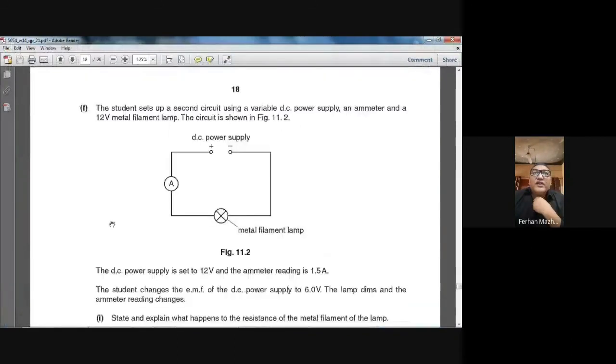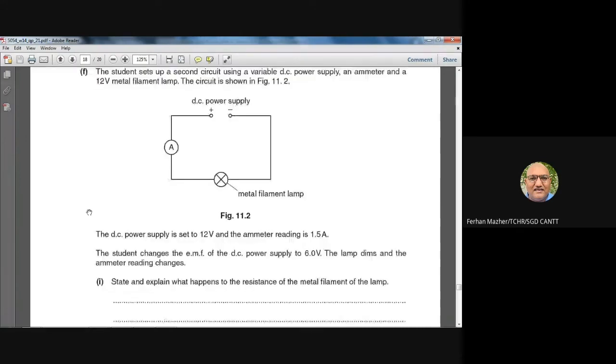Okay. So here it says the student sets up a second circuit using a variable DC power supply, an ammeter, and a 12 volt metal filament lamp. So this filament lamp is taking 12 volt. The circuit is shown in figure 11.2. The DC power supply is set to 12 volt and the ammeter reading is 1.5 ampere. So the voltage which you provided to the lamp is 12 volt. The current which is flowing through the lamp is 1.5 ampere.